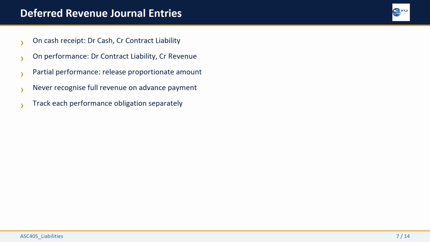The two journal entries for deferred revenue are straightforward once you understand the logic. Receiving advance payment, debit cash, credit contract liability or deferred revenue. As the performance obligation is satisfied, debit contract liability, credit revenue. The key discipline is releasing only the portion you have actually earned. If you delivered half the services, you recognize half the revenue. Track each performance obligation separately, especially when contracts contain multiple deliverables.